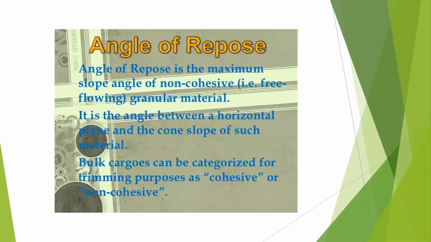Next definition, which is related to friction again, that is angle of repose. So what is angle of repose here? Angle of repose is the maximum slope angle of non-cohesive material. So still here students, what is non-cohesive? It is free flowing, which means there is no attraction. So free flowing, it is granular materials. It is the angle between a horizontal plane and the cone slope of such a material, called as what? Angle of repose.